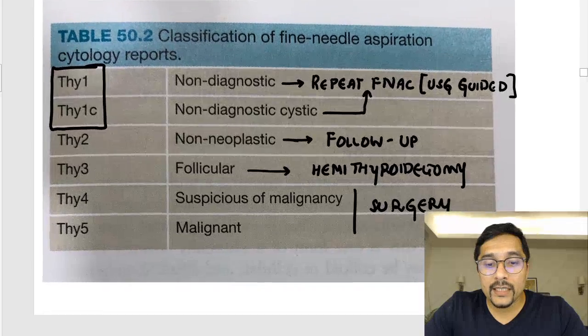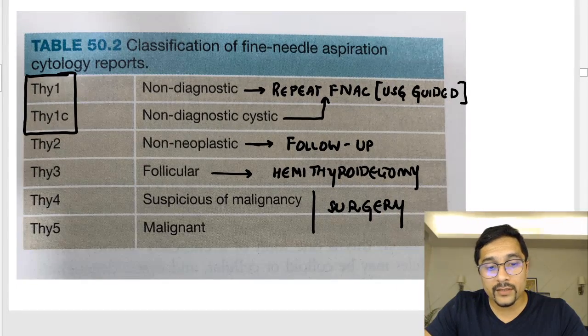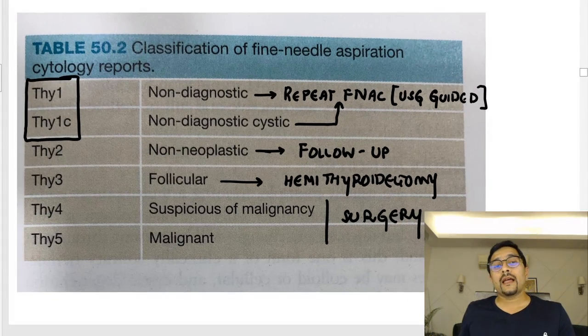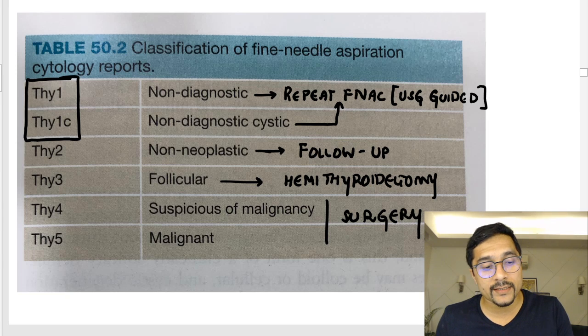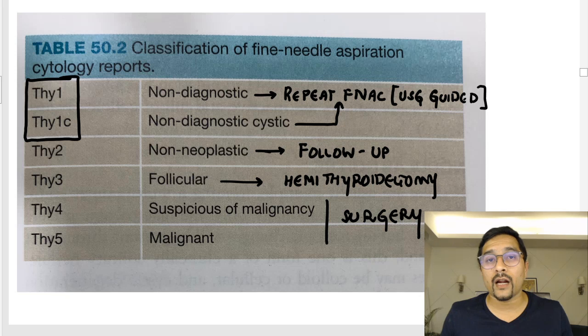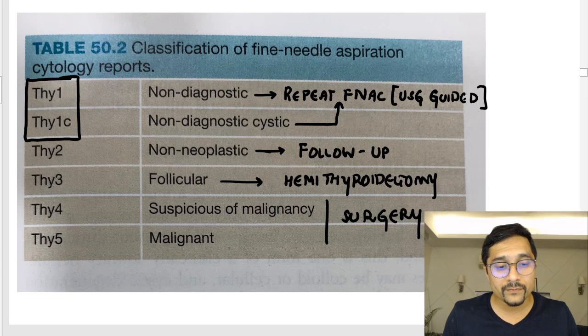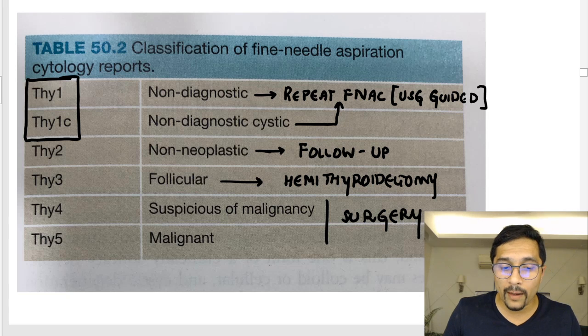Thyroid FNAC, you have the Thy1 to Thy5 classification. This you should know. Thy1 and Thy1C are non-diagnostic and non-diagnostic cystic respectively. If you have a non-diagnostic FNAC, we should repeat the FNAC and it should preferably be an ultrasound guided FNAC. Thy2 is non-neoplastic. These patients are kept on follow-up.